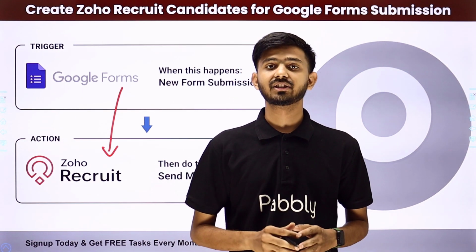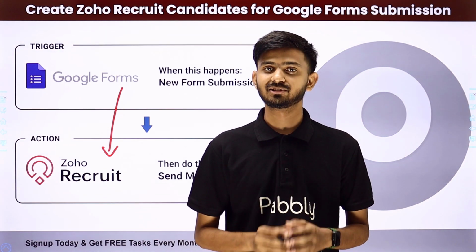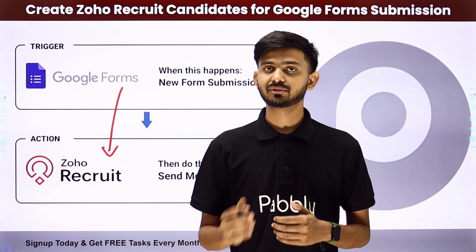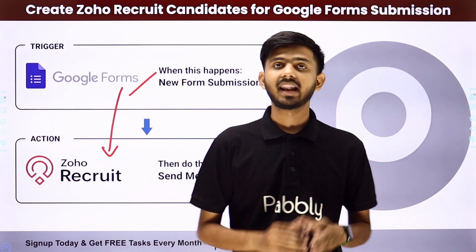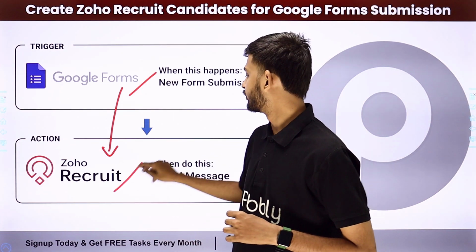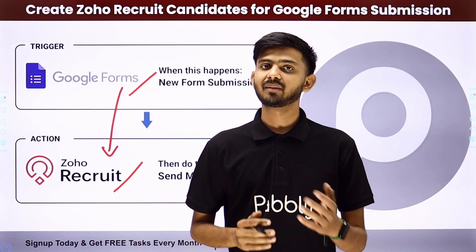For creating this integration, I am going to use Pabbly Connect, which is an amazing software for automation and integration. In Pabbly Connect, I am going to use Trigger and Action. In the Trigger application, I am going to use Google Forms. In the Action application, I'm going to use Zoho Recruit. So how am I going to create this integration? For that, let me take you to my computer screen.